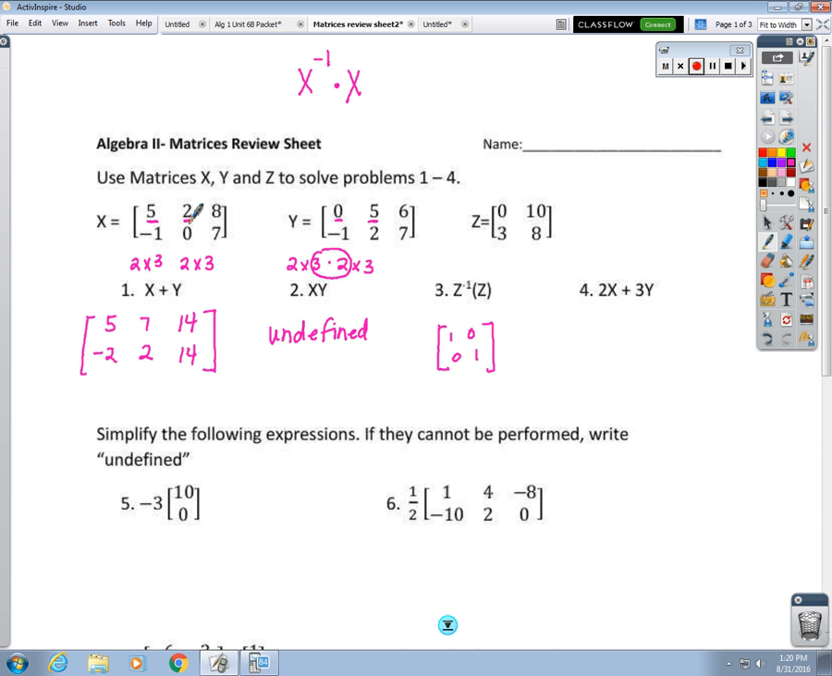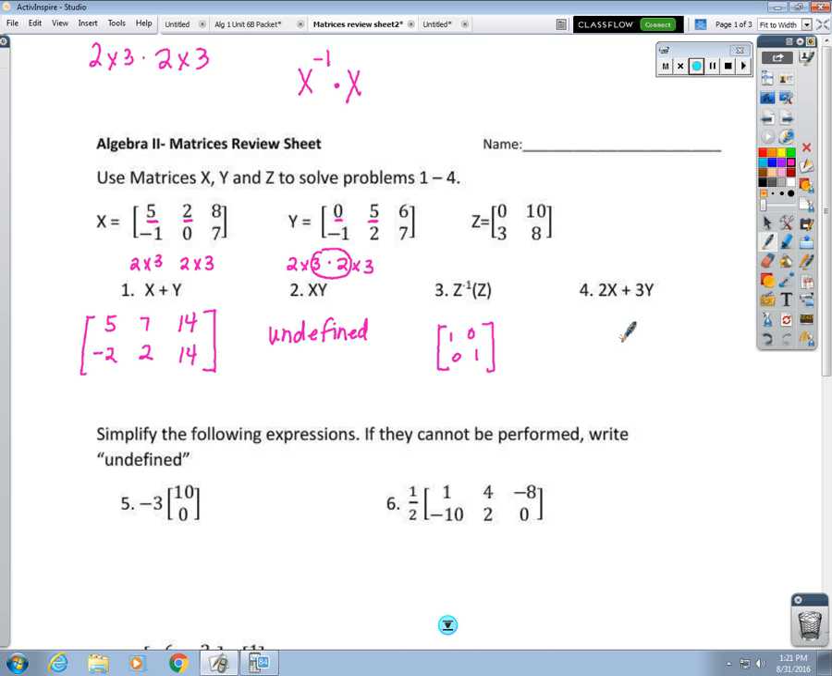Now in this case, I don't know that X would have actually worked because X times X would have been a 2 by 3 times a 2 by 3, right? And so you wouldn't have been able to multiply those at all. But had it been a matrix that could have been multiplied by itself, like a 2 by 2 or a 3 by 3, so pretty much it's got to be square, right? To multiply it by its inverse, you'll always get the identity matrix.